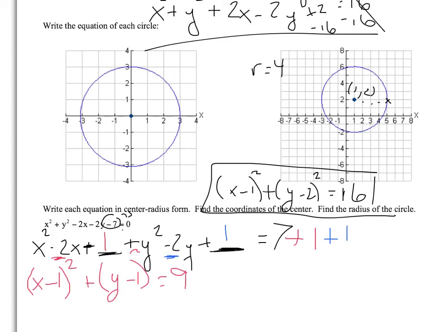And now look, that's center radius form. The center point, to take it out of the parentheses, you do have to change the sign, so it's 1, 1. The radius is the square root of whatever is on the other side of the equal sign, so it's the square root of 9, which is 3.